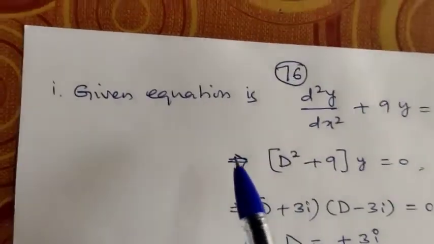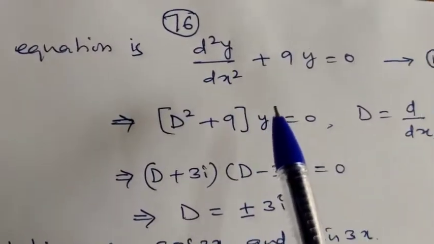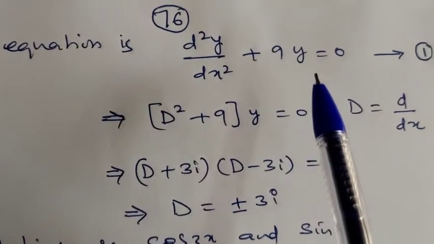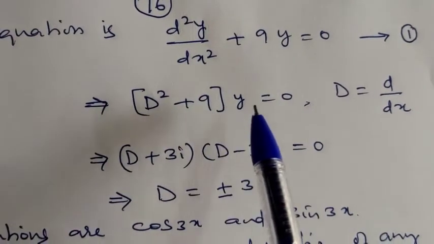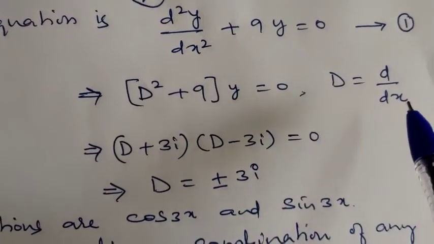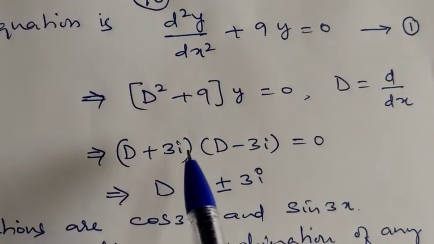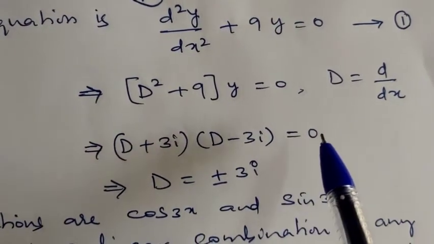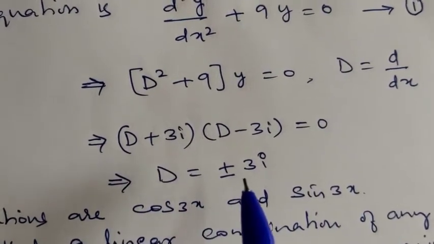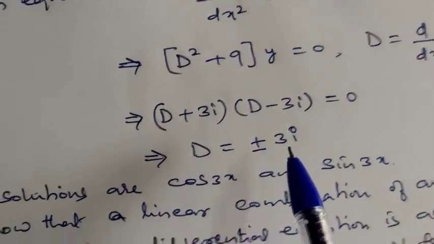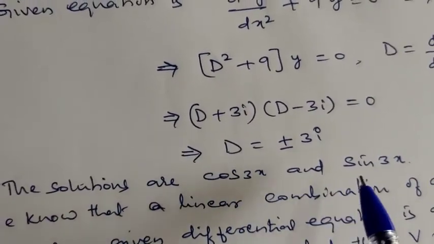Now first let us take up the first one. Show that V is a two-dimensional real vector space. So the given differential equation is d square y by dx square plus 9y is equal to 0. This can be written as (d square plus 9) into y is equal to 0, where d is d by dx. So this can be written as (d plus 3i) into (d minus 3i) into y is equal to 0, or the auxiliary equation is equal to 0. This implies d is equal to plus or minus 3i. Therefore the solutions are cos 3x and sin 3x.